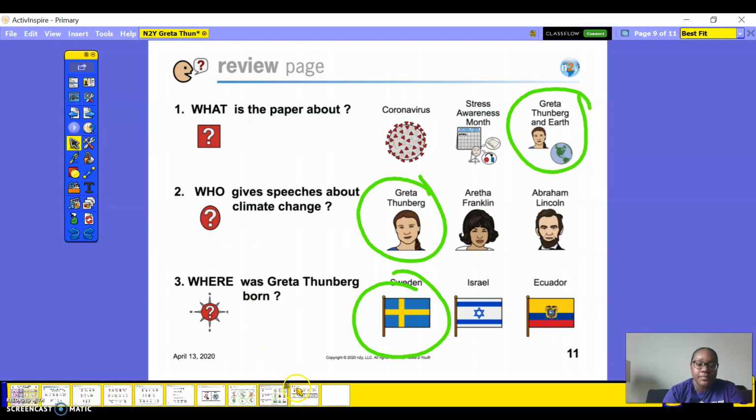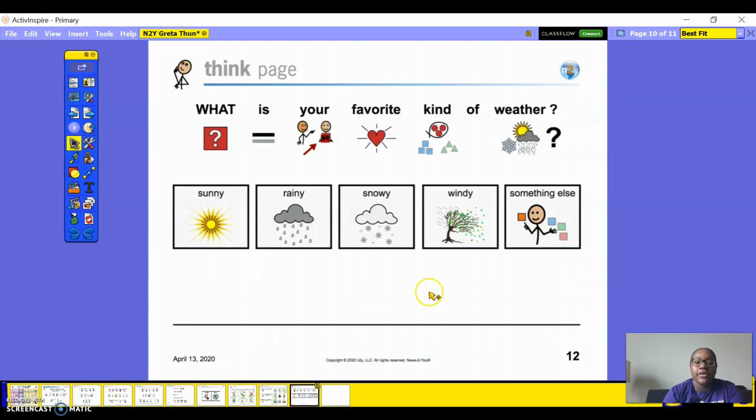All right, great. And let's go to our think page, page 12. What is your favorite kind of weather? Now, before school ended, we actually did a survey, and some friends had already discussed with me and their classmates what their favorite weather was. And if you got a chance to do the weather and climate science lesson, then there was a survey in there too for you to complete.